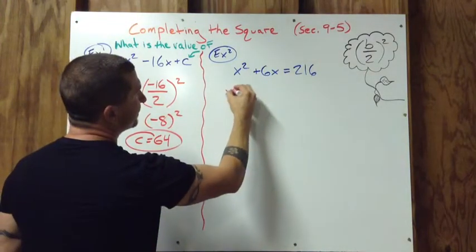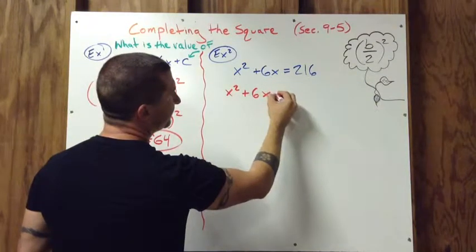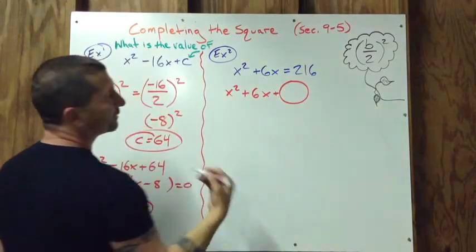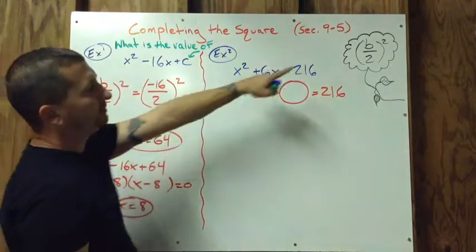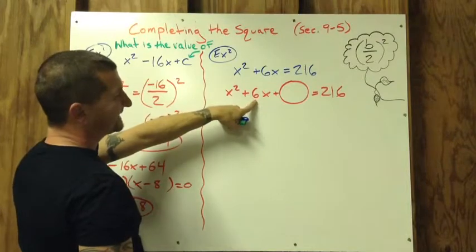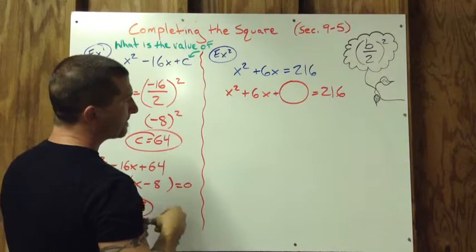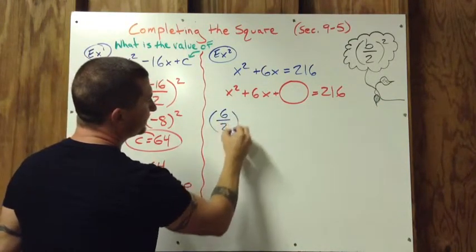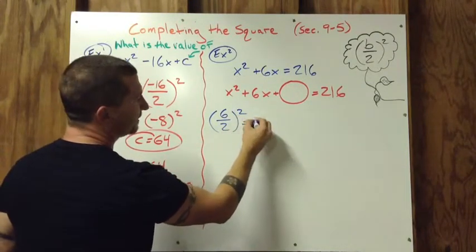We have x squared plus 6x. We're going to leave a blank here, plus some number. That's the number we're going to use to complete the square, equals 216. Now, completing the square, we're going to use b divided by 2 squared. 6 is b. So if we do 6 divided by 2 squared, we have 6 divided by 2, which is 3, squared, which is 9.